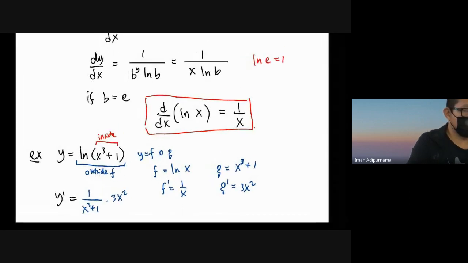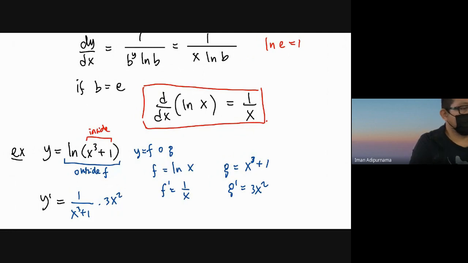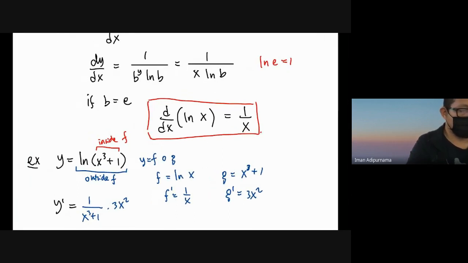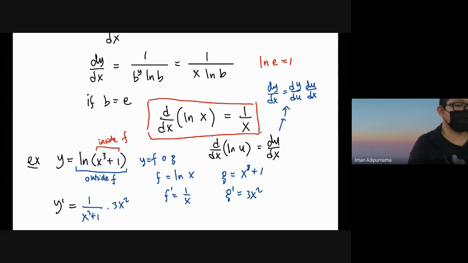And sometimes, if you think that the inside function may be too complex, we can let it become another term, for example using u or v. We have du/dx here, and we can define this in terms of dy/dx equals dy/du times du/dx, the chain rule. So it's the same principle.